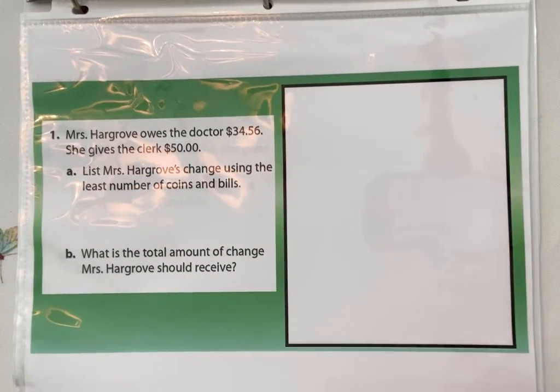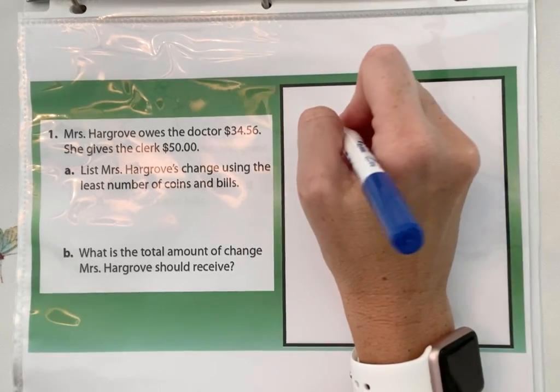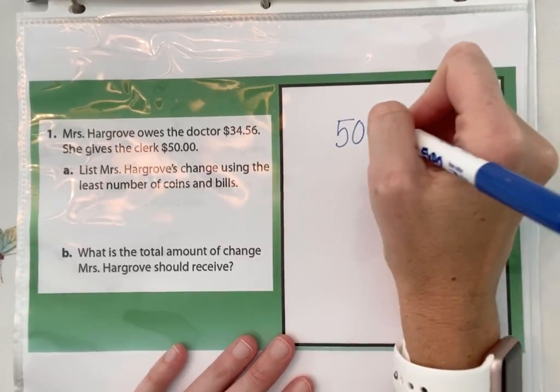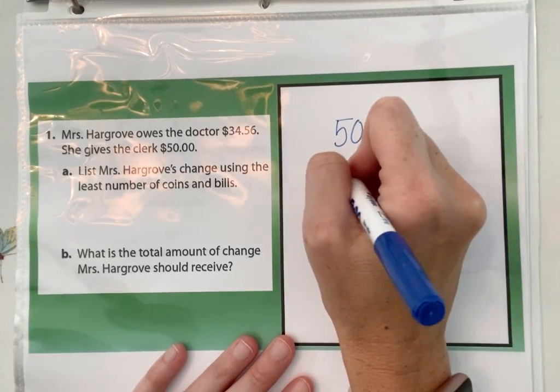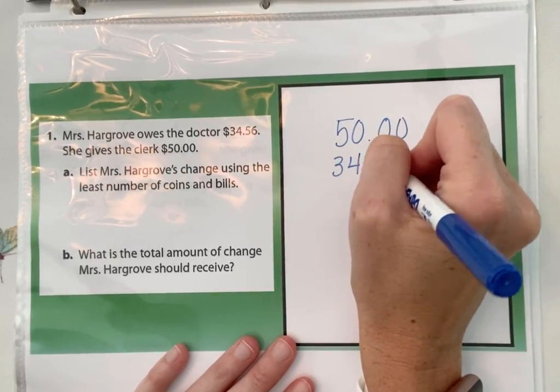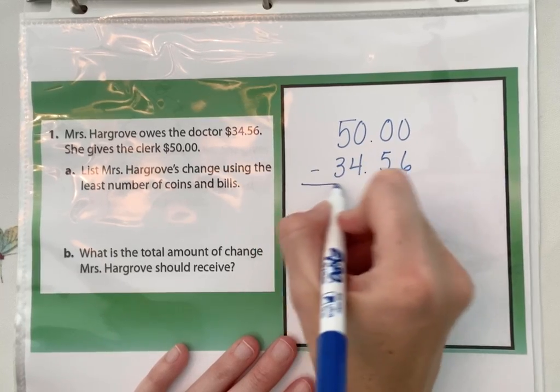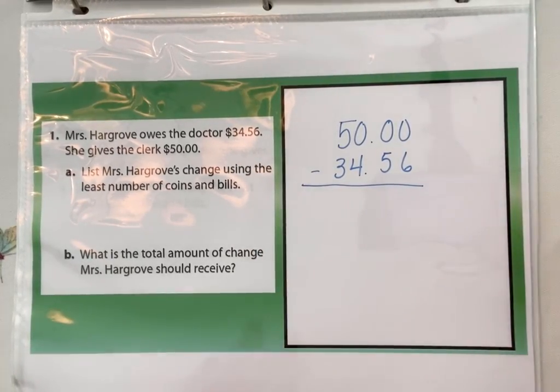Let's look at a word problem. Mrs. Hargrove owes the doctor $34.56. She gives the clerk $50. List Mrs. Hargrove's change using the least number of coins and bills. Sometimes we can write these problems out as well. It would be just like subtracting, but we've got to line up those decimals and we've got to borrow.